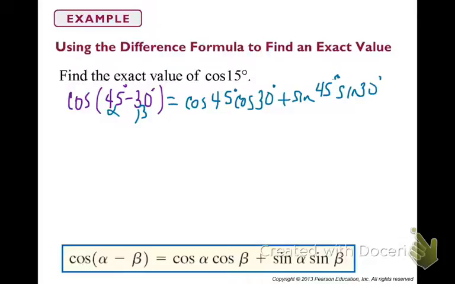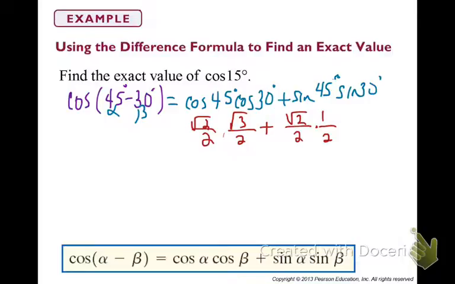So we resort back to our unit circle, cosine of 45 degrees. Again, it's square root of 2 over 2 times the cosine of 30, square root of 3 over 2, plus sine of 45, same thing, right? Of cosine, times our sine of 30, 1/2.